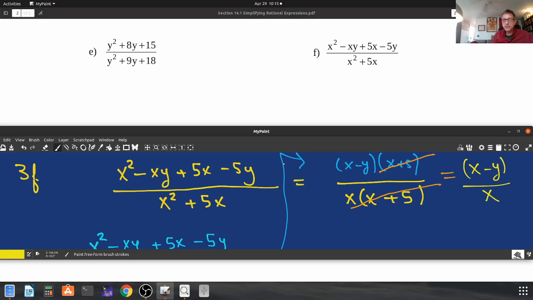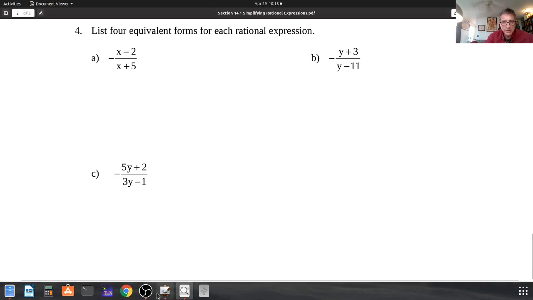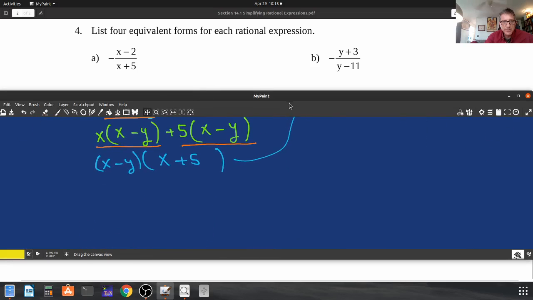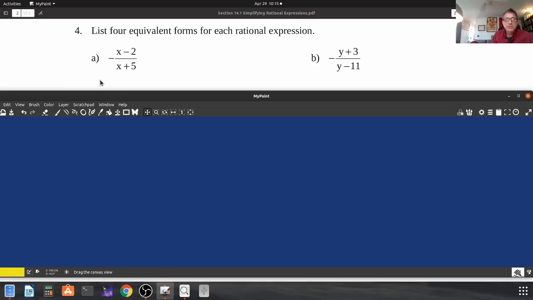Okay, now let's do number 4. 4 is a great little, I'm not going to do but one of these. It's a fun little exercise. They want you to list 4 equivalent forms for each rational expression. And there's way more than 4. So it's rewriting something just by rearranging terms or introducing or factoring out a negative, such that what I rewrite is algebraically the same.